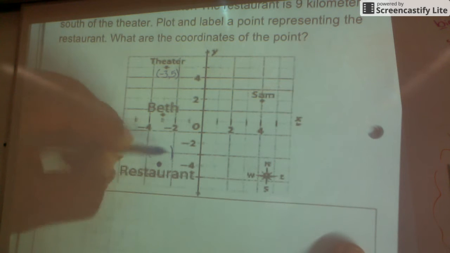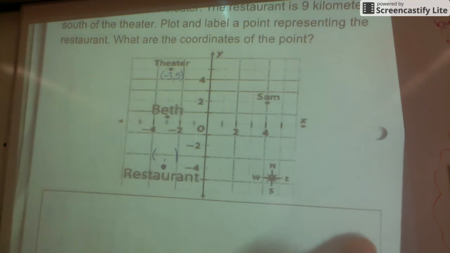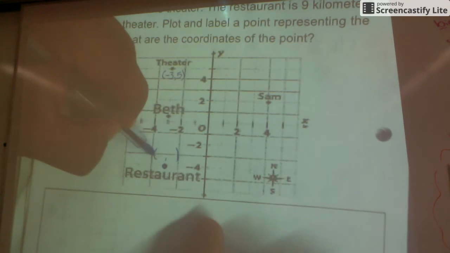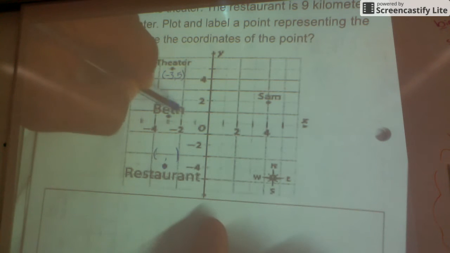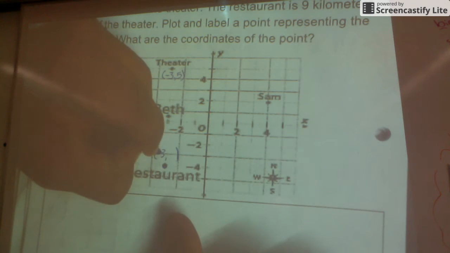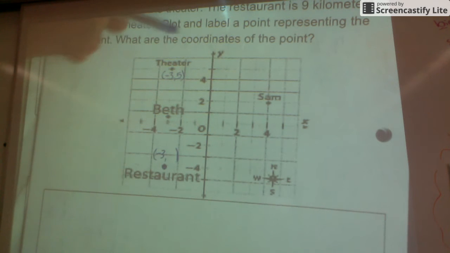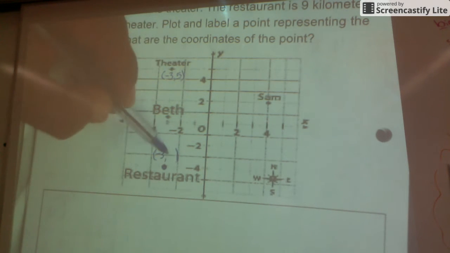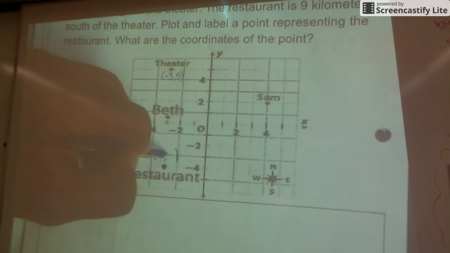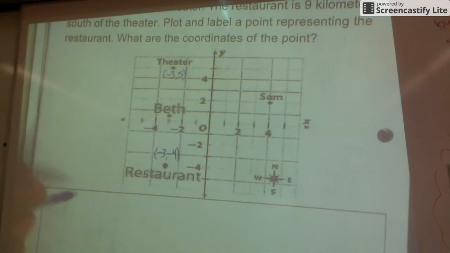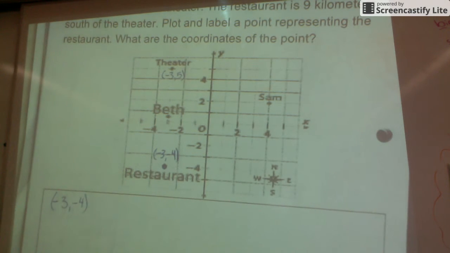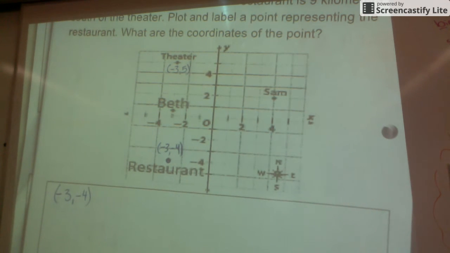Now, let's look at our new ordered pair. Let's see what it says. Our x-axis is what? -1, -2, -3. Hey, look, that didn't change. That number did not change compared to the theater. But let's see what did change. Let's look at our y-axis. It's going to be -4. So our new coordinates are -3, -4.